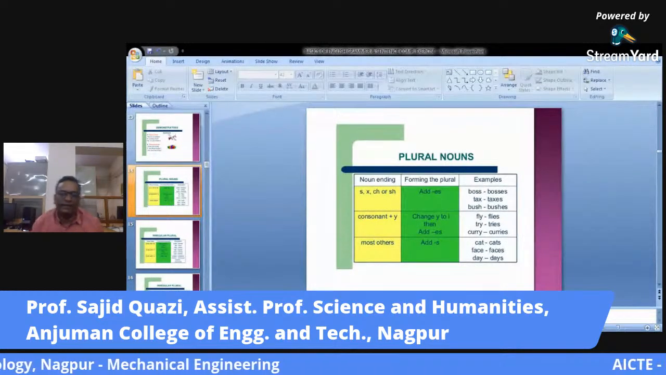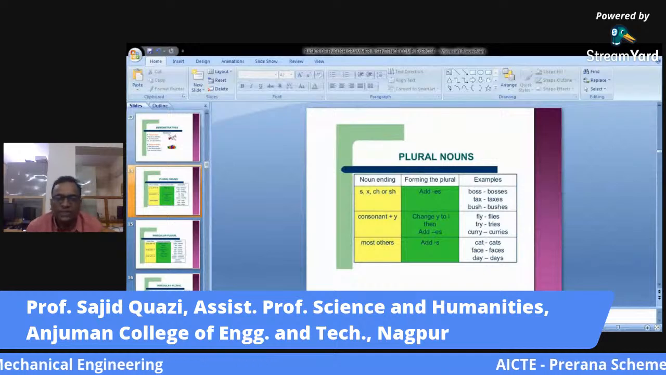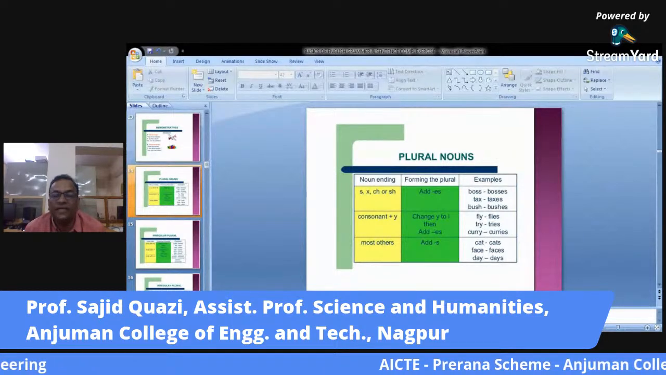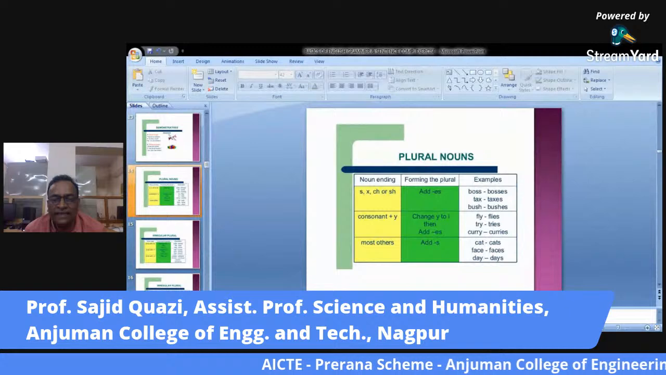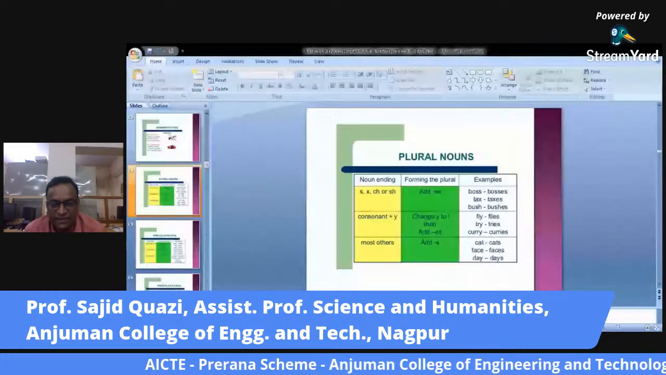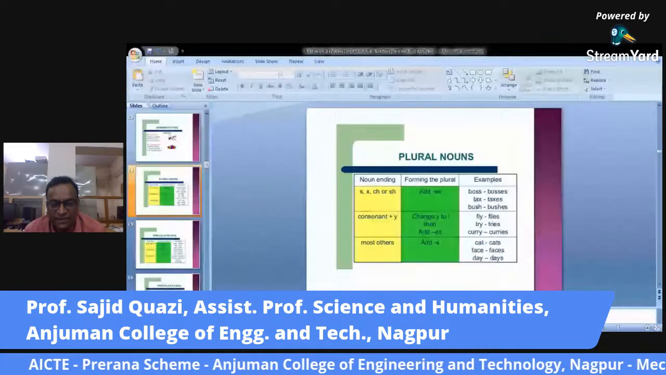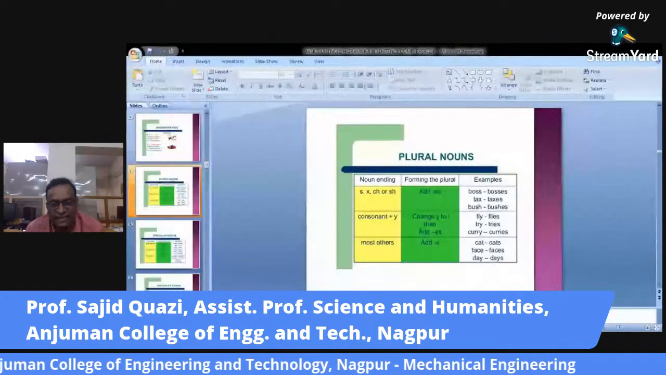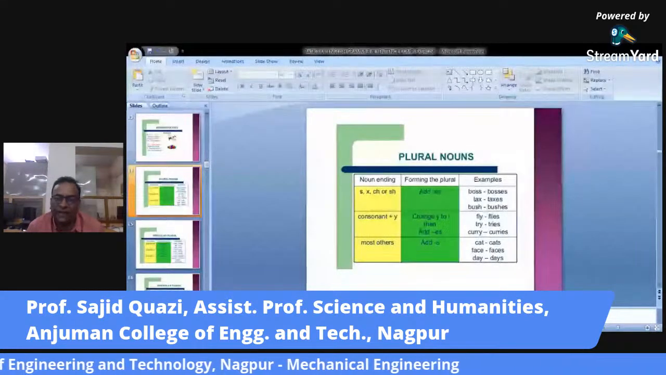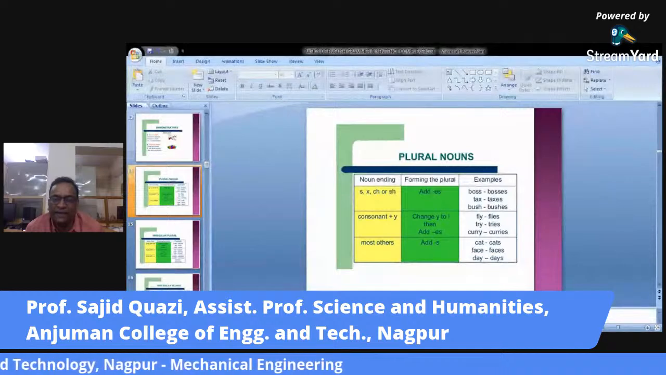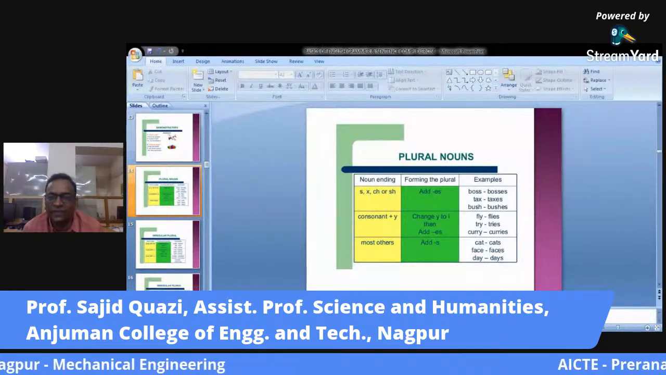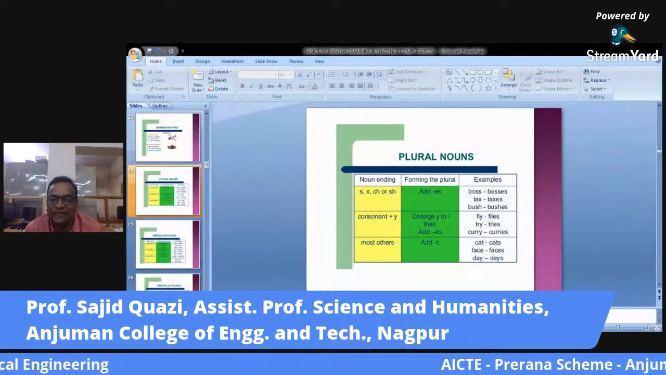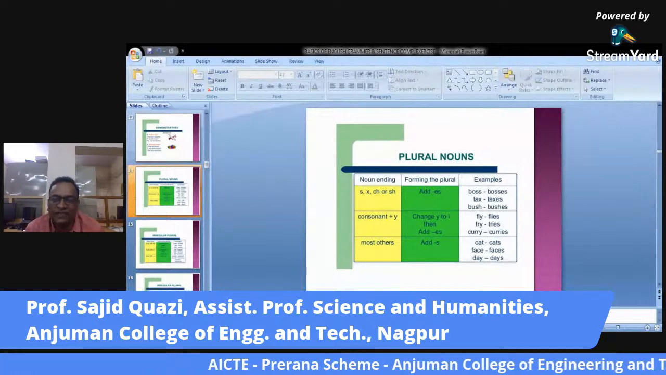The second category: consonant plus y. Change y to i, then add es. Remember, change y to i, and add es. Examples: fly. After removing the y and adding ies, it will be flies. Flies.